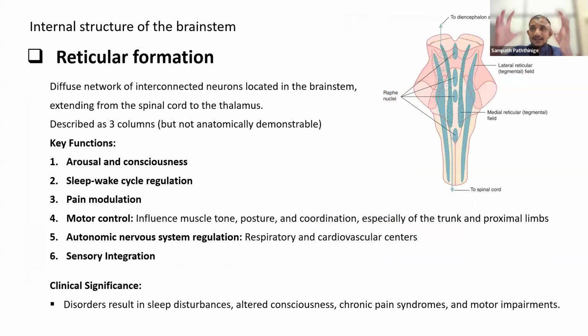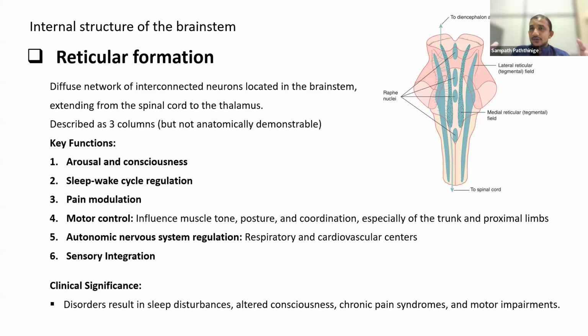Right. So then I told you the substance of the brainstem is filled by the reticular formation, right? That is a diffuse collection of neurons, but anatomically we tell that there are three columns, right? It is arranged as three columns, but you don't see it really in the anatomical description. But for descriptive purposes, it is described as three columns, right? And this reticular formation is the main thing which is responsible for maintaining the consciousness, the alertness, right?